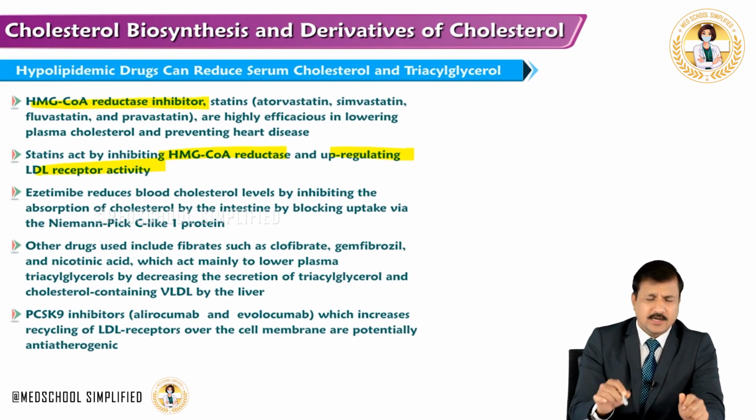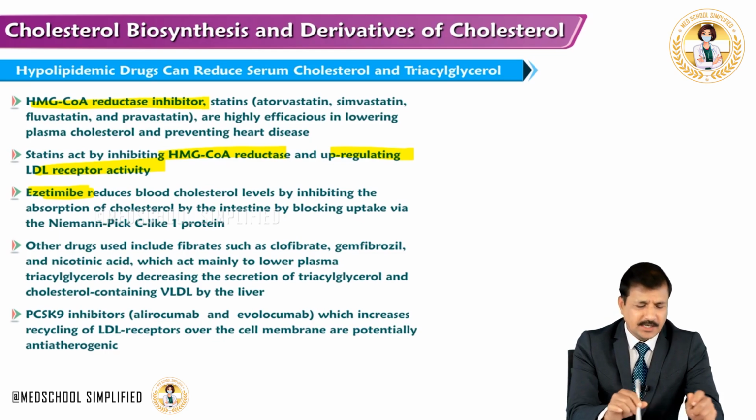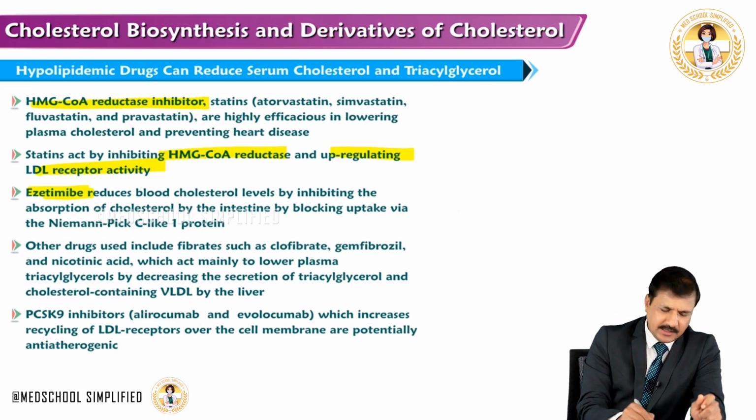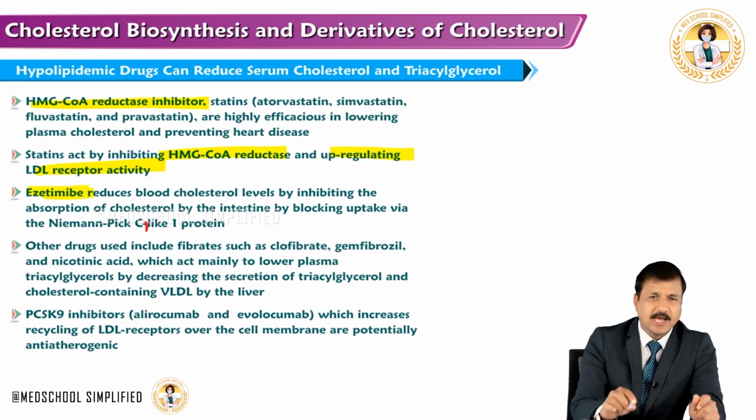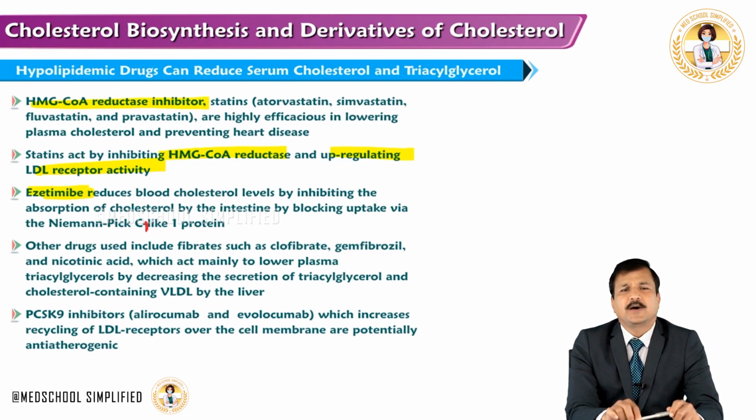One of the drugs, ezetimibe, is an inhibitor of NPC1L1, that is Niemann-Pick C1-like 1 protein, and by inhibiting NPC1L1 in the intestinal brush border epithelium, it decreases the absorption of cholesterol from the intestine.